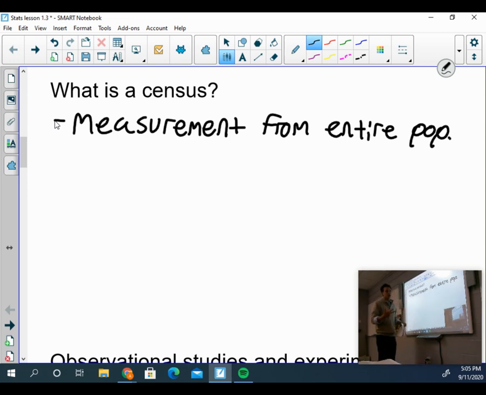It will more accurately represent the population than obviously a biased sample, and sometimes even a good sample, because you're looking at the whole population. So the measurement from an entire population, that's a census. Okay, again, how is it different from a sample? We're looking at the whole population.